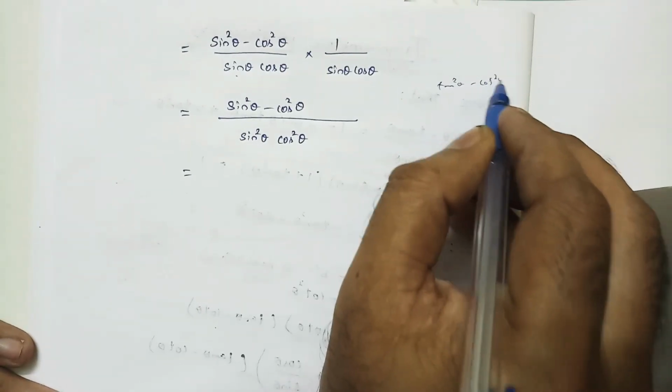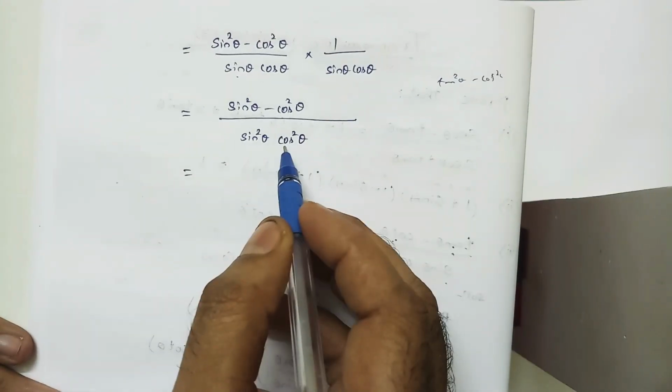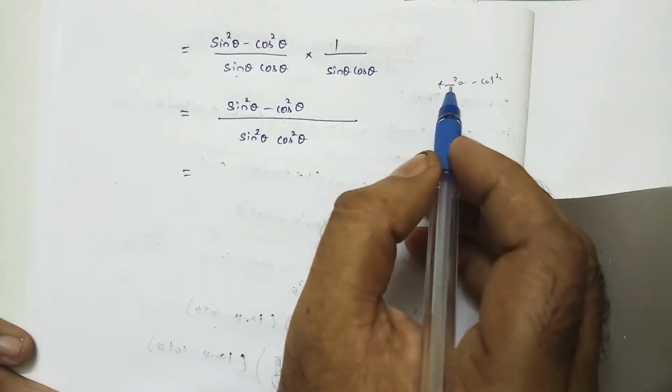So how are we going to bring this? Here we have sin square theta minus cos square theta, whole divided by sin square theta into cos square theta. How are we going to bring this to tan square theta minus cot square theta?